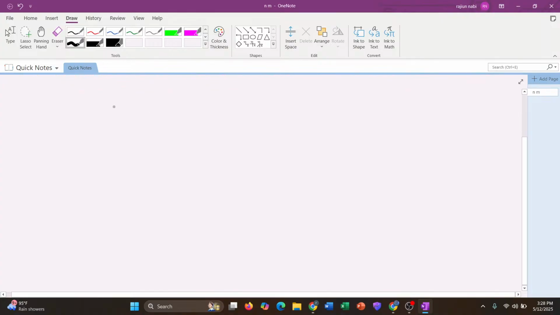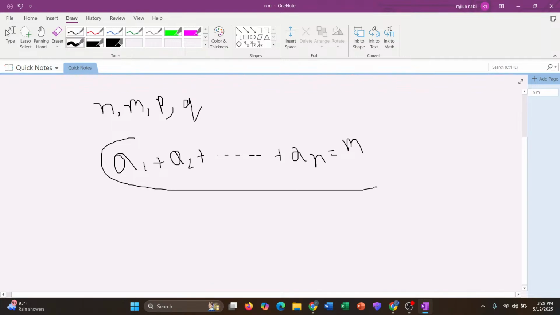Fine. So there are four variables: n, m, p, and also q. What we have to do is build an array of size n, where the total sum of the array is m. Suppose a1 plus a2 plus up to an is equal to m. And also the sum of every consecutive p elements is equal to q.